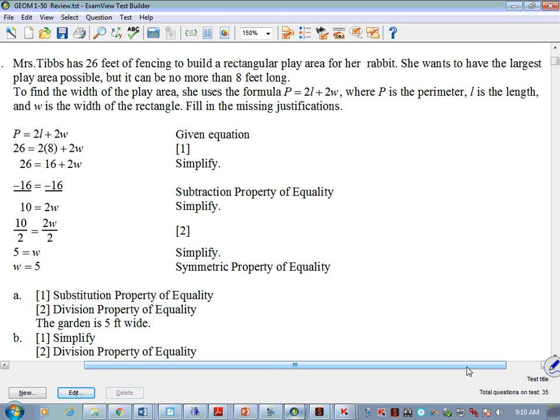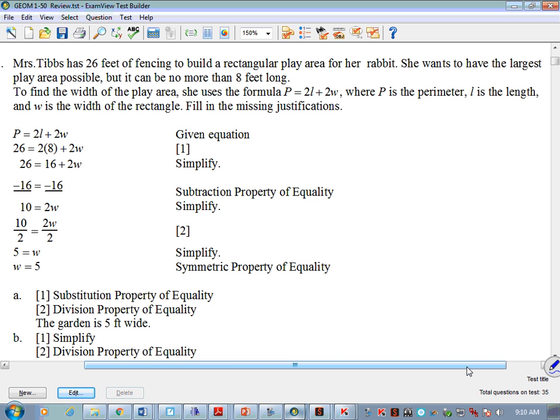We know that our length, notice that she substitutes in 8 for length. Why did she substitute 8 in for length? Right, it can't be any more than 8 feet long, so we have another constraint, plus twice the width. She wants to have the largest play area possible. And then she uses that particular formula, so we're going to stay within that formula.